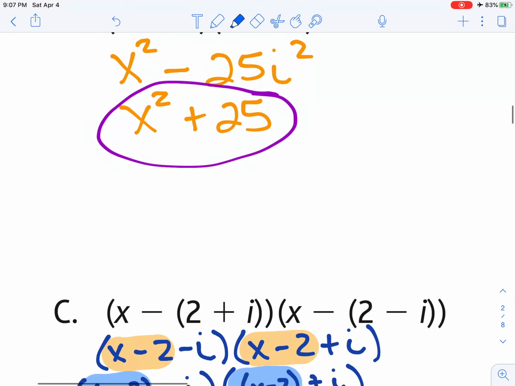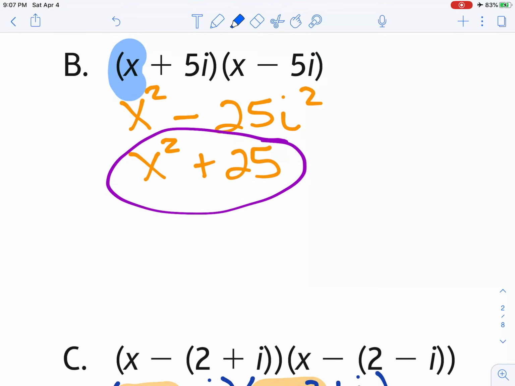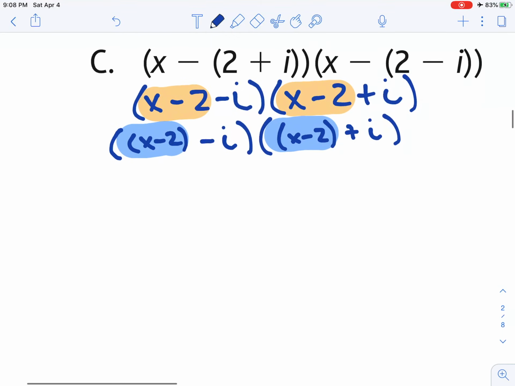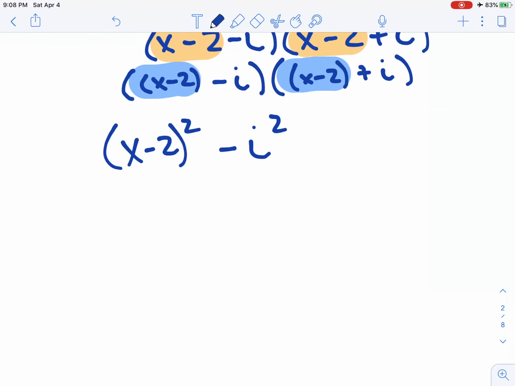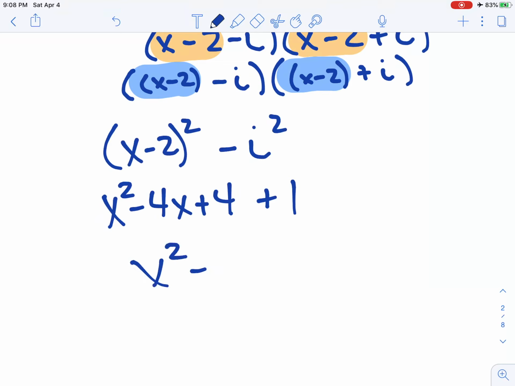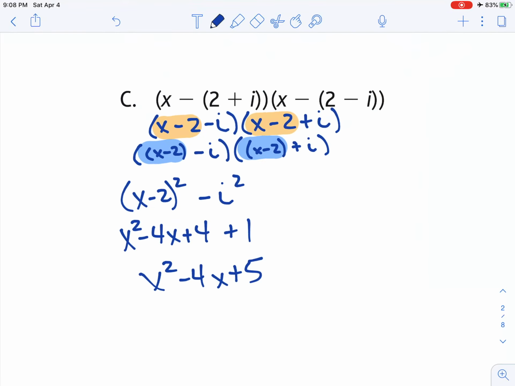We're going to pretend like that is the same thing as up here, having this and this. We're just going to square it. Not a big deal. We're going to take the first term, which is that, and we're going to square it. Then we have negative i squared, because it's the difference of two squares. So x squared minus 4x plus 4 plus 1. So x squared minus 4x plus 5.